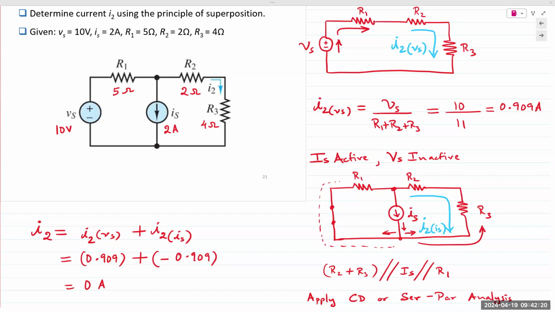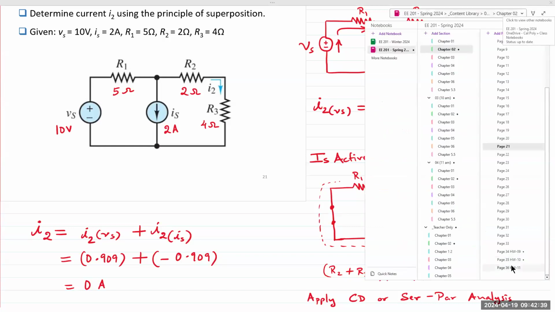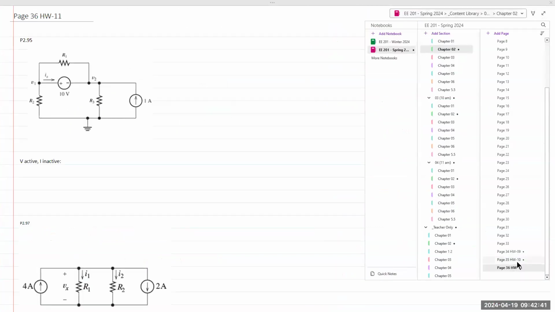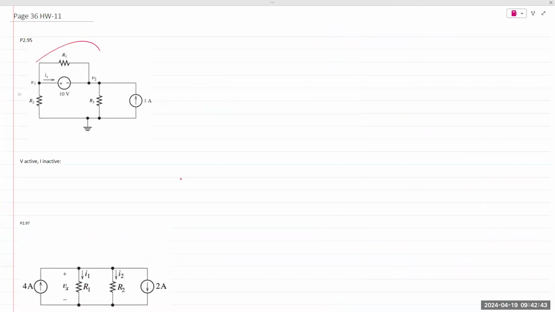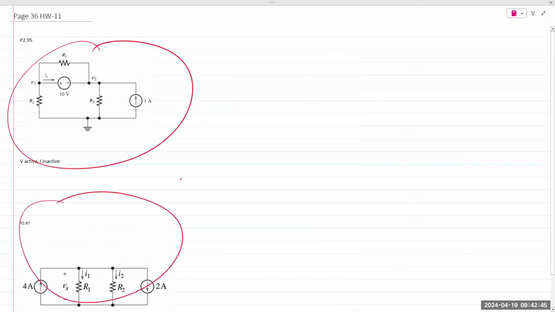All right. And that is actually the end of all the analysis techniques that we have studied in the class. Superposition homework only has 2 problems. It only asks for 1 quantity each. It won't even take like 30 minutes to solve it, but I'm going to go over it. I will go over the slide. So page 36, homework 11. The 2 problems are 2.95 and 2.97.